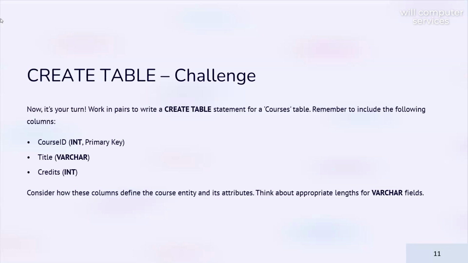At the end, we have a simple exercise where you have to create a table, courses, with course ID as a primary key, title as varchar, and credit as an int, I think.